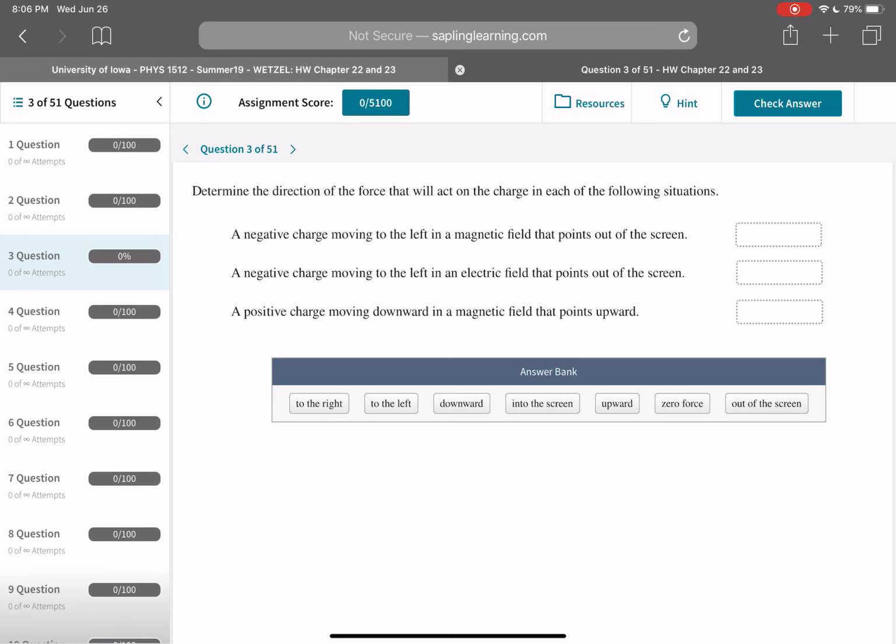So these 3 cases, whenever you have the magnetic field, you're going to use the right-hand rule. For an electric field, whatever direction the electric field is, that's where it's going to push the charge, either up or down, depending on if it's a negative or positive charge. Okay, but the other 2 are right-hand rule, just like we talked about.